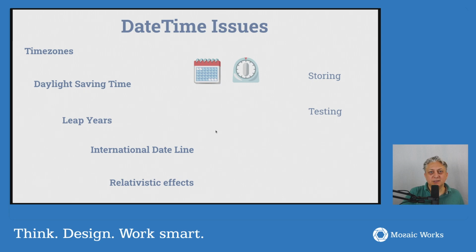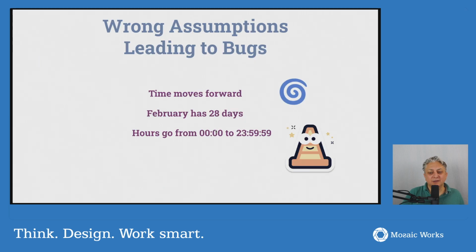So what are some things that we need to pay attention to? Some wrong assumptions that are leading to bugs. First assumption, which is intuitive, right, is that time always moves forward. Second, February has 28 days. Third, hours go from 00:00 to 23:59:59. Turns out none of these are true all the time, right? Well, I'm being facetious a little bit.